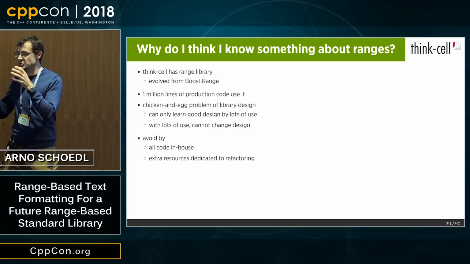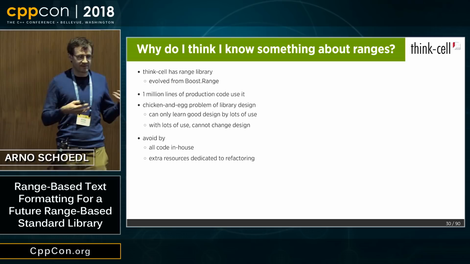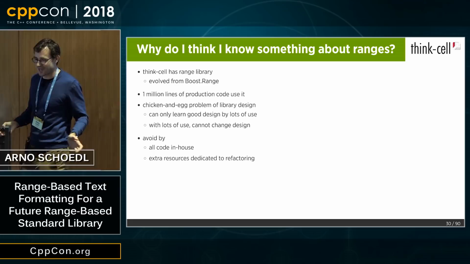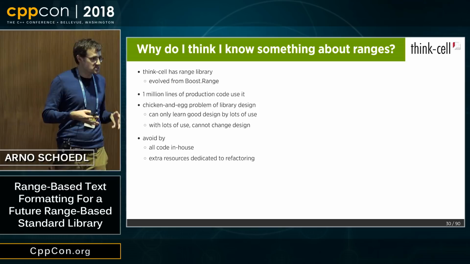Now, once you got a lot of use for your library, then you can't change the library anymore because people are screaming when you change the library. You have that with a standard library, you have that in large scale, this problem. We have the luxurious position to avoid it. Because whenever we change our range library, we can actually change our production code with it.